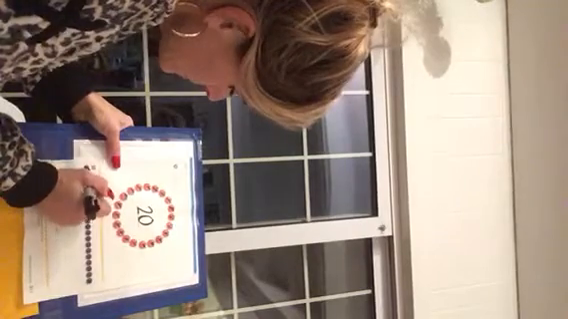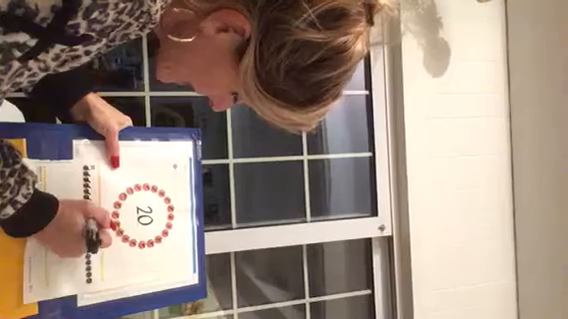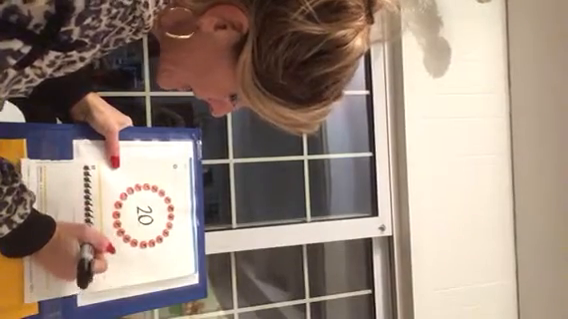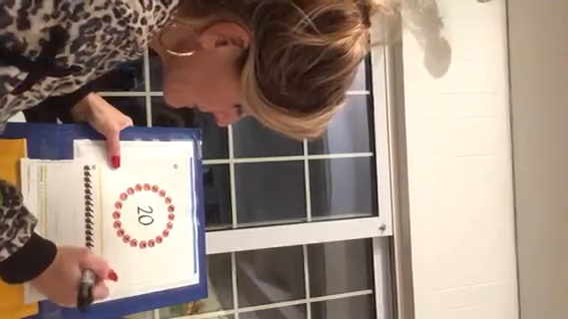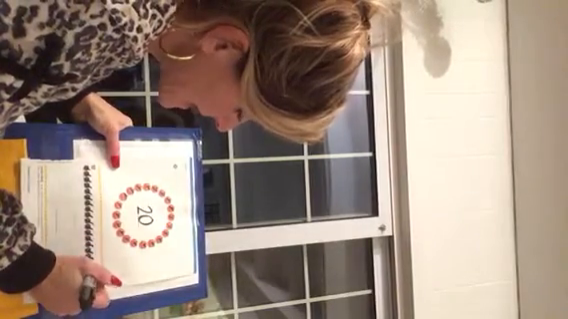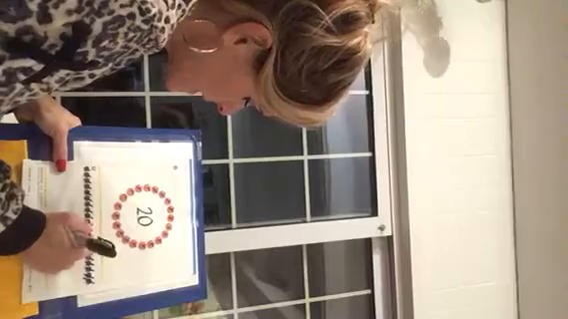1, 2, 3, 4, 5, 6, 7, 8, 9, 10. 11, 12, 13, 14, 15, 16, 17, 18, 19, 20. It's an equal number. This also shows 20.